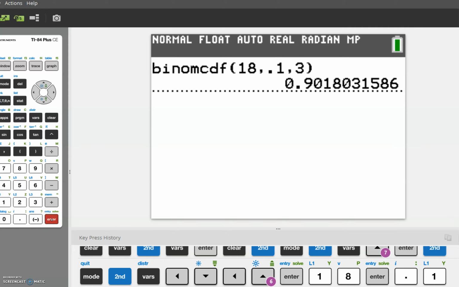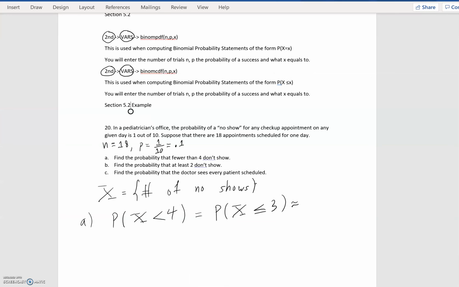So I have 0.9018. As it states here in these notes, you will enter the number of trials, that is n, the probability of a success, lowercase p, and what little x equals to in your problem.